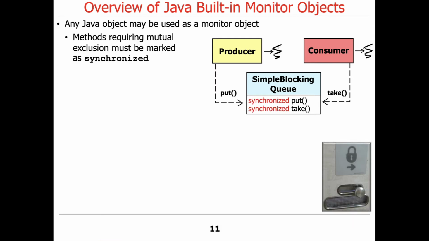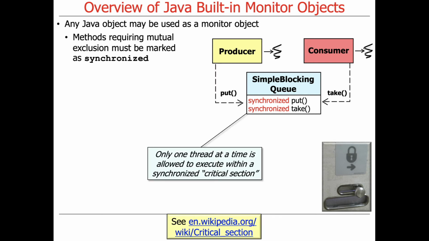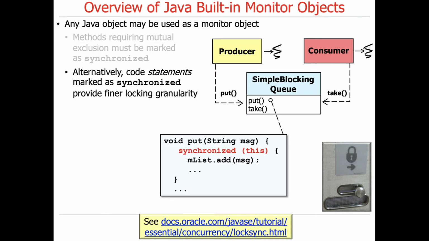Methods that require mutual exclusion must either be marked as synchronized, as we do here, or you can use synchronized statements as well. And the key thing, of course, if you use synchronized, is that only one thread at a time is able to execute within the call to a synchronized method on a given object. So that's what's used to define the bounds of a critical section using a Java built-in monitor object. And again, keep in mind, as we will discuss further, you can either make the method be synchronized, or you can make blocks or statements within the method be synchronized. And that's the way you do it here.